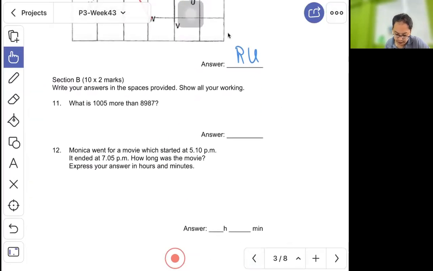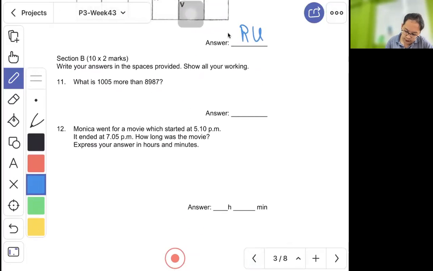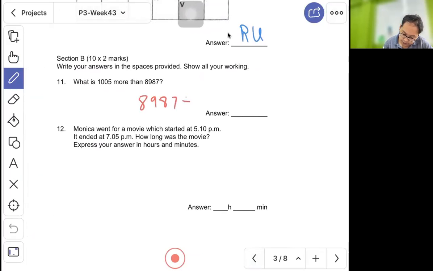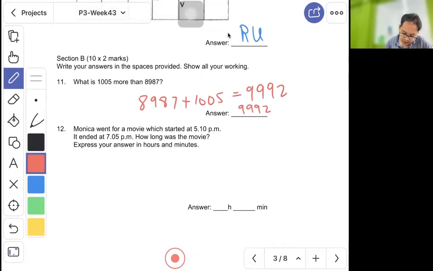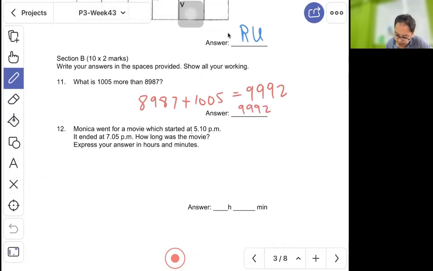Question 11. So what is 1005 more than 8987? So just add them. So you get the answer, 9,992. Question 12. So Monica went for a movie at 5:10 and ended at 7:05. How long was the movie?